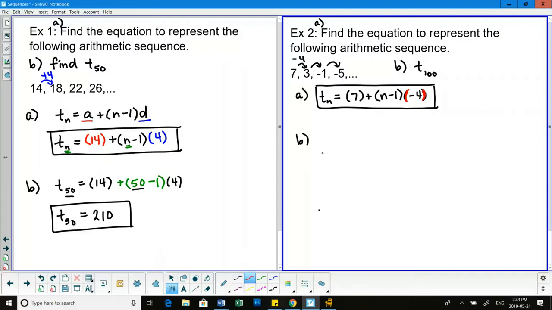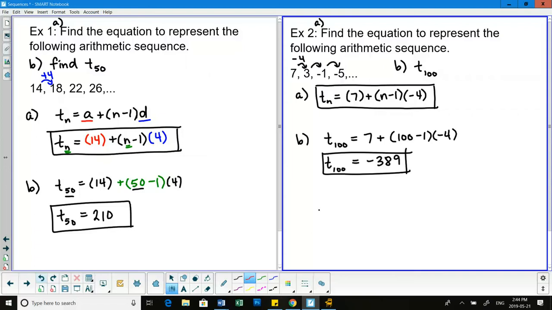Okay, T100, what did you guys do to get T100? 7 plus 100 minus 1, yep, times -4. Great. Is it -389? Awesome. Okay, everybody got that?